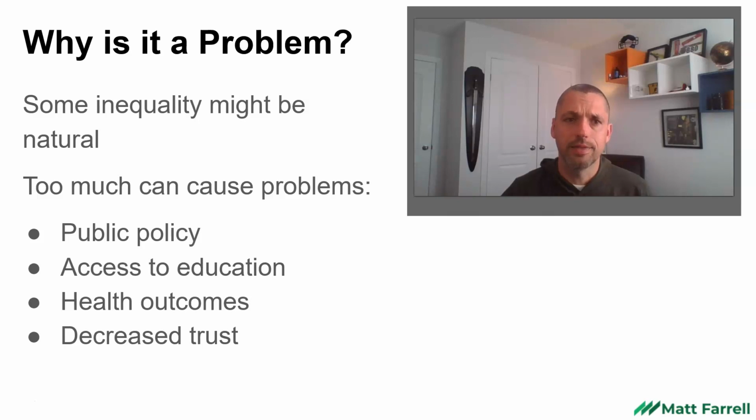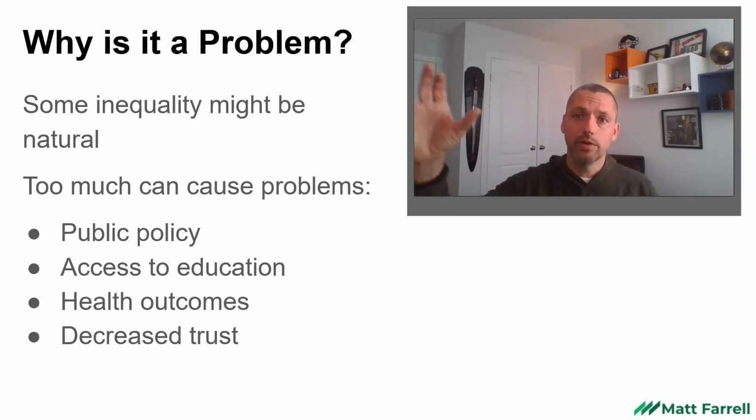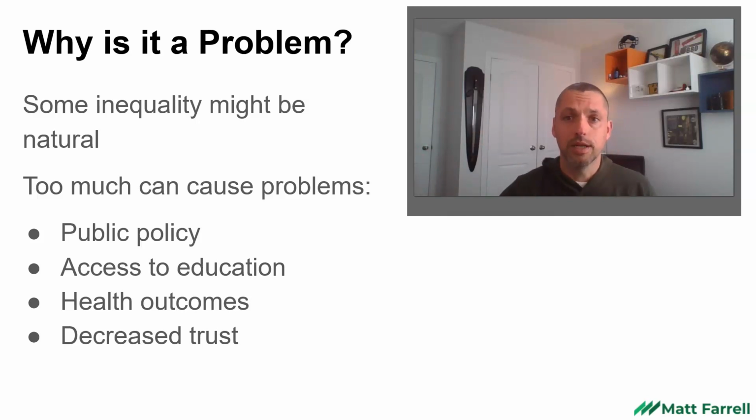So why is this a problem? Well, some inequality might be perfectly natural. In a market-based system, some folks are going to have different human capital endowments. That means they're going to be good at different things, and those skills will be rewarded differently based on the marketplace. So that's natural that some people will have skills that are valued more than others. However, too much inequality can cause problems. It can cause problems for public policy. Trying to decide what to do in terms of providing public goods and resources when there are two very different interest groups. One group's got a lot of money, the other group doesn't have much. How do you define public policy that everybody can agree on?